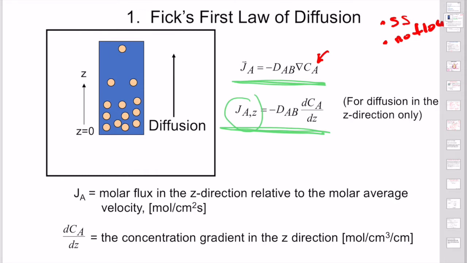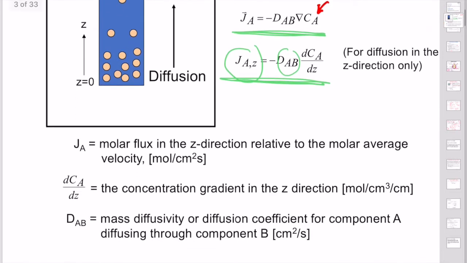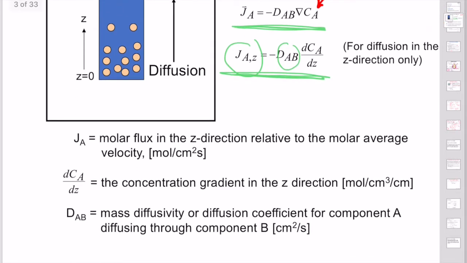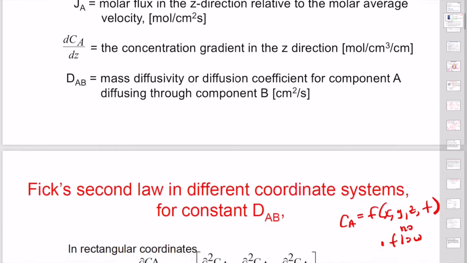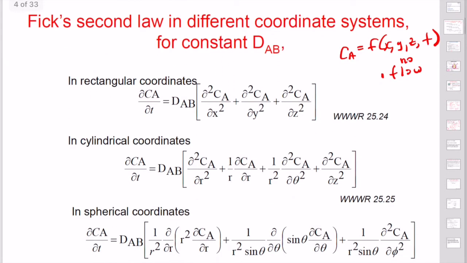J, in this case, is the molar flux, and D, of course, is the diffusivity of component A diffusing through species B, which we look up in a magical book somewhere. Or we had a correlation where you could estimate that in a previous lecture.